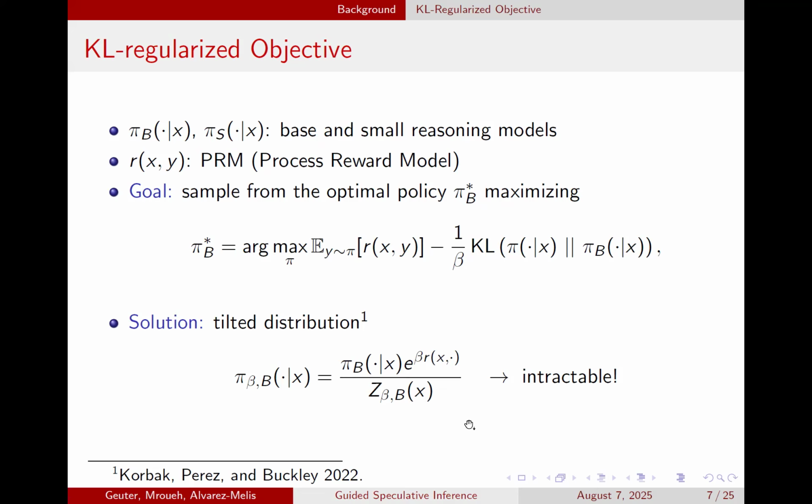But the issue is that this is intractable. In our setting, since we're working with reasoning models and PRMs, we will always generate a reasoning step at a time. A reasoning step usually consists of multiple sentences, so tens of tokens. And that means we can't estimate this normalizing constant, because for that we would have to generate all possible reasoning steps in order to be able to estimate it. So this distribution is intractable.